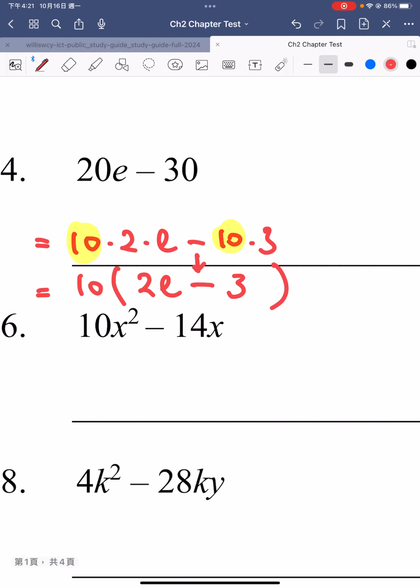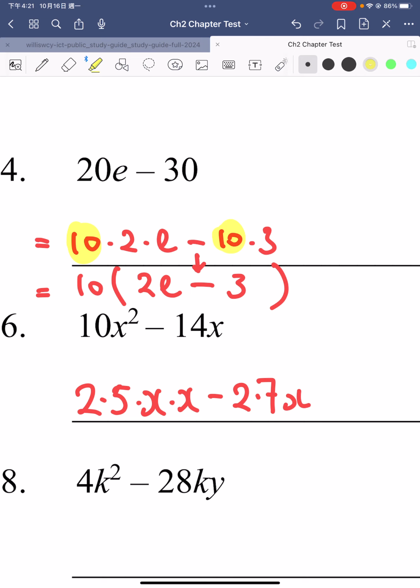So question 6, they are both even numbers, so we can take out 2 as the common factor. If you look carefully, we can write it as 2 times 5, and x squared can be written as x times x. 14 can be written as 2 times 7, and still have the x. So now we can find the common factor of them. We have 2 on the left, we have 2 on the right. We have 1x on the left, 1x on the right. So we first take out the common factor, 2x.